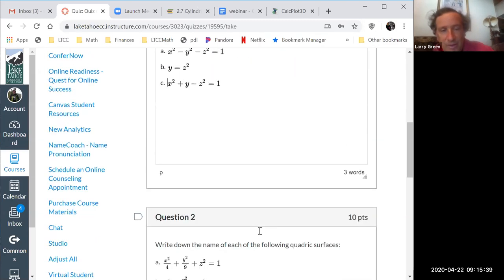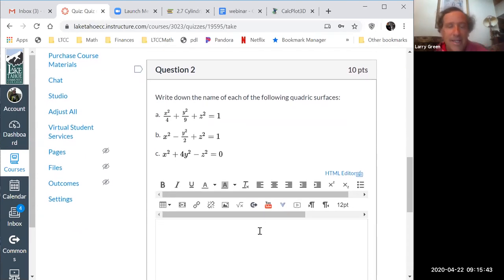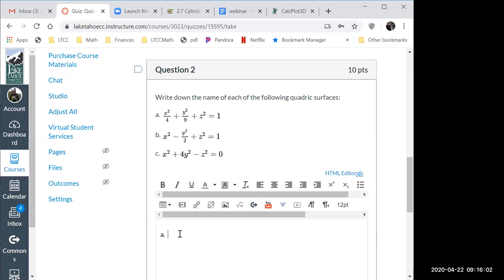Okay, let's look at number 2. Number 2 basically asks you to do the opposite of what we just did, and that is name these. So what's the name of each of the following? Here we have x squared over 4 plus y squared over 9 plus z squared is 1. Notice they all have squares, and there's a 1 on the right-hand side, and they're all positive. So what does that make it? An ellipsoid? Yep, there's an ellipsoid.